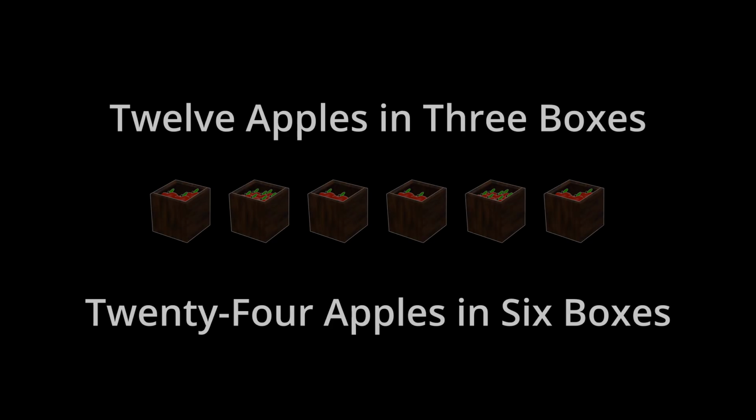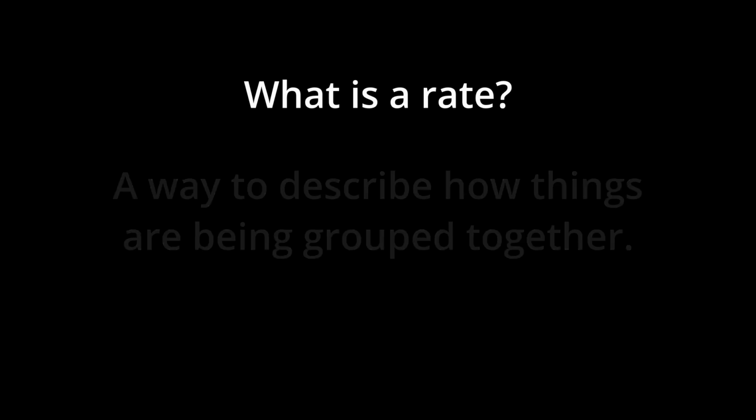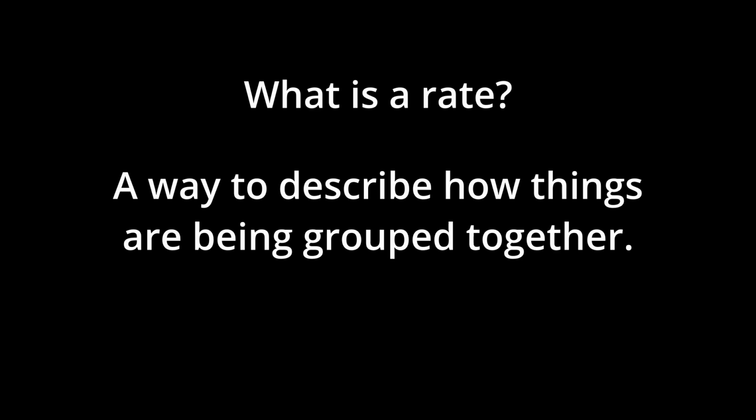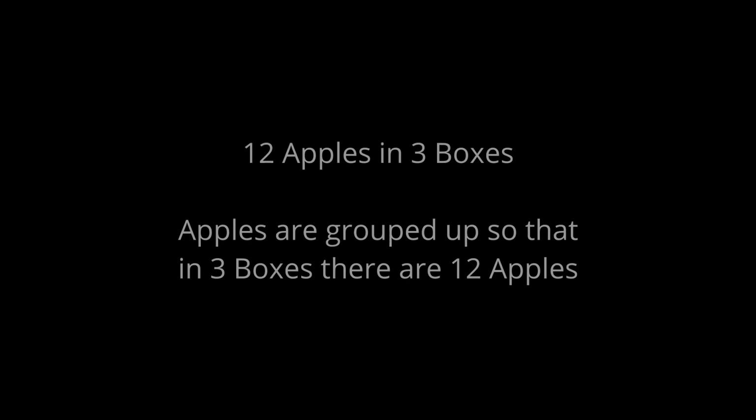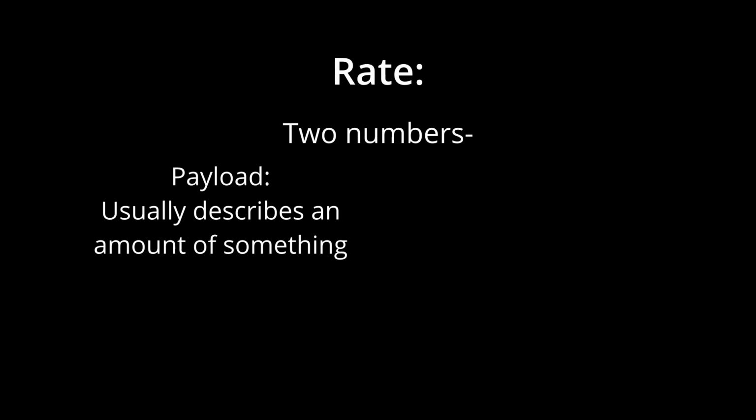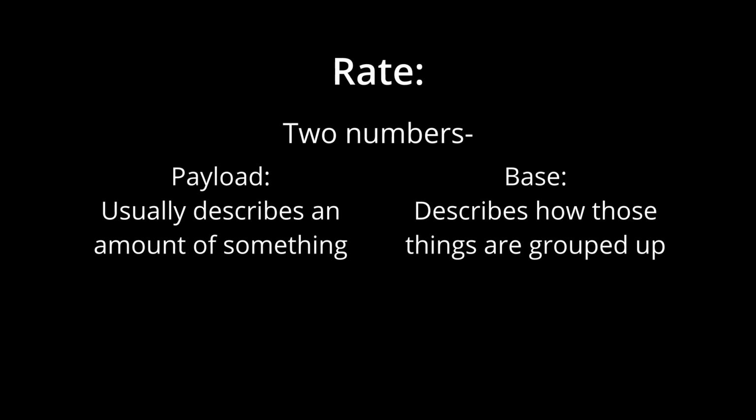At the core of it, I think that I should say that a rate is a way to describe how something is being grouped up. When I'm talking about boxes, it's grouping apples up in sets of boxes. And when I'm talking about gathering apples, it's grouping apples up by the amount of time it takes to gather them. I'll define a rate as a combination of two numbers, one of which I'll call the payload, describing an amount of something. The other I'll call the base, describing how those things are grouped together.